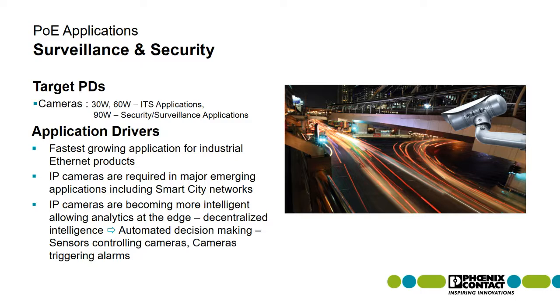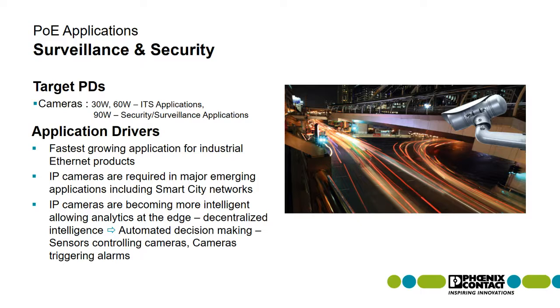There are cameras now that come in their own enclosures that have heaters in them. They have wipers for screens. They have, of course, their pan tilt zoom. They really take it up a notch. The application drivers in security and surveillance: this is the fastest growing application for industrial Ethernet products. We see more and more Ethernet devices being used. More and more PoE being deployed.